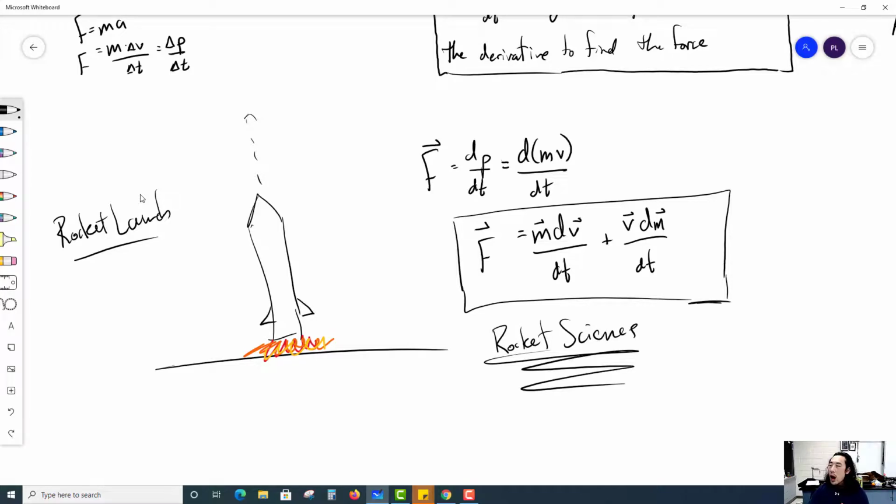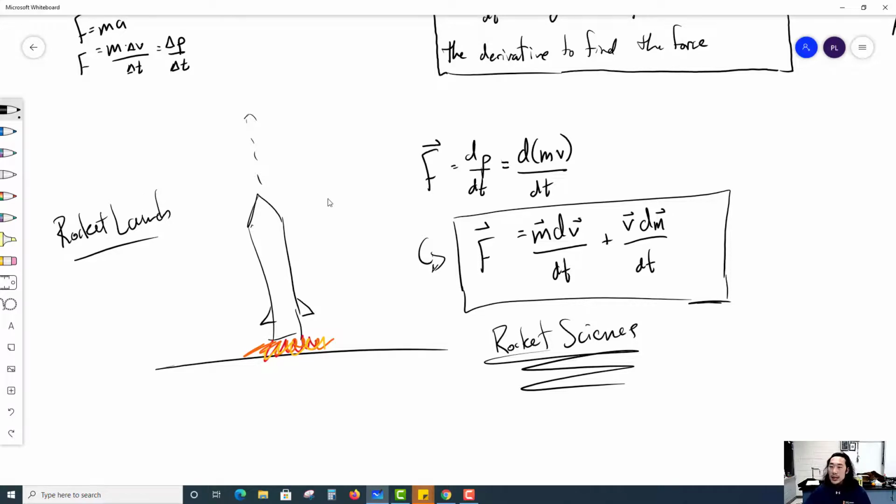Pretty cool stuff. This equation is not on the equation sheet. It's just a cool little tidbit. I don't think you actually need it. I haven't really seen it before, but it is there just in case you need it. So this is an object that is losing a lot of mass, but its momentum is constantly changing.